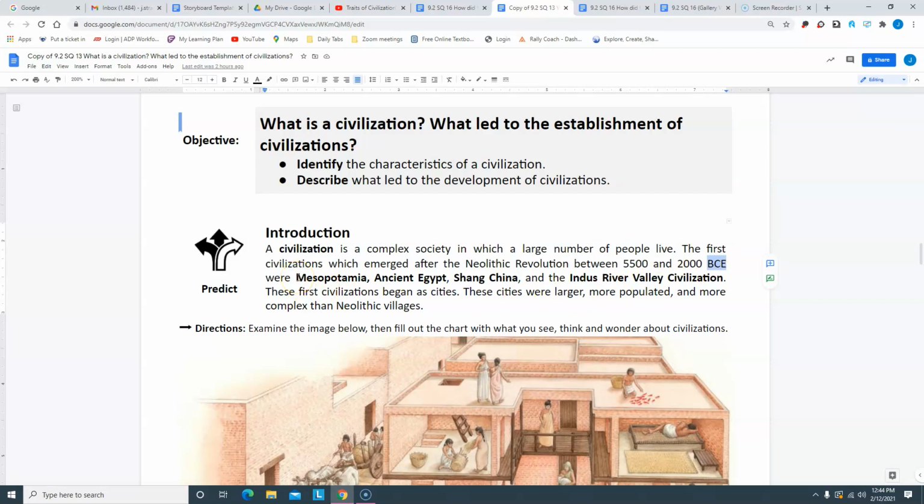For this unit, which is called Early River Valley Civilizations, Mesopotamia, Ancient Egypt, Shang, China, and the Indus River Valley Civilization are the 4 civilizations that we're going to discuss throughout this unit.